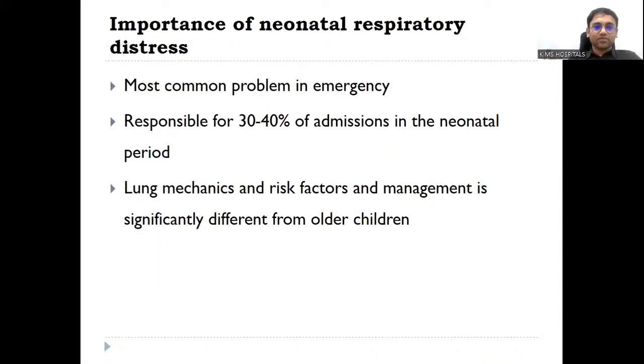So respiratory distress is one of the most common problems in the emergency in the NICU. Nearly one third to half of the admissions to the NICU are because of respiratory distress. The lung mechanisms and the risk factors are different in the newborn compared to older children, so the management is also different.